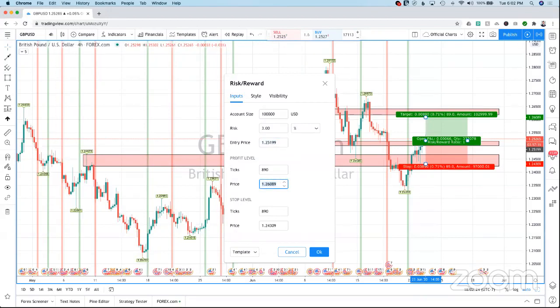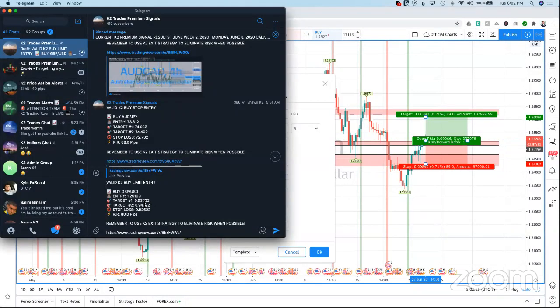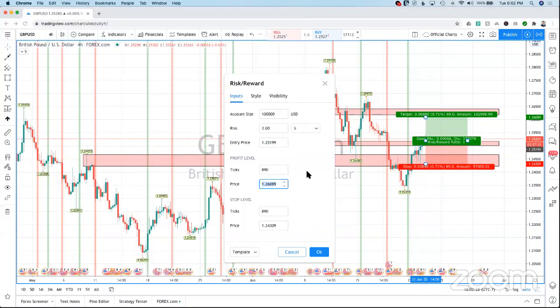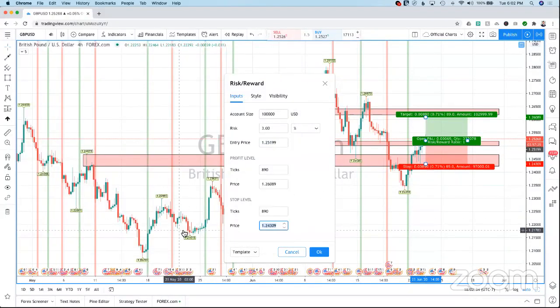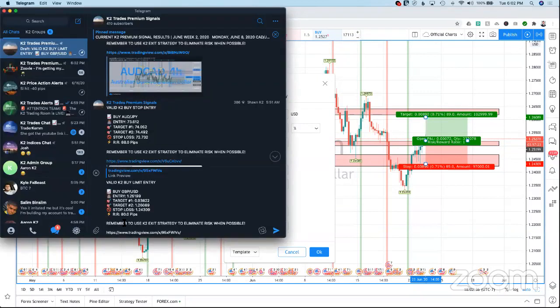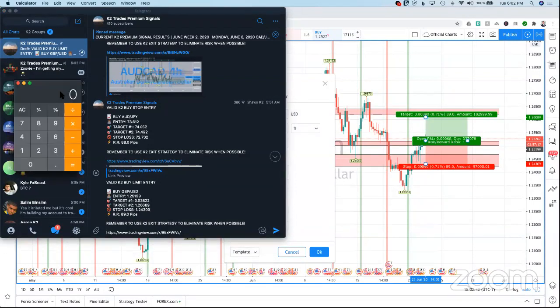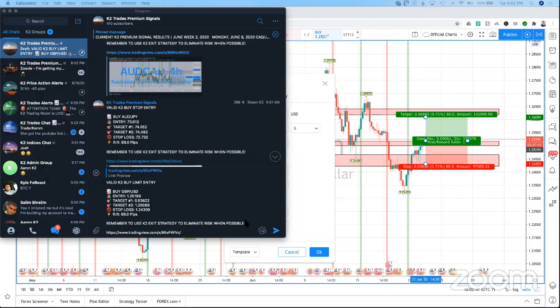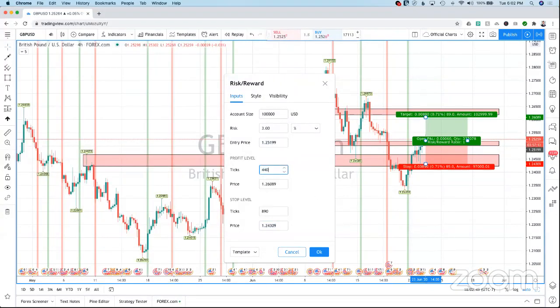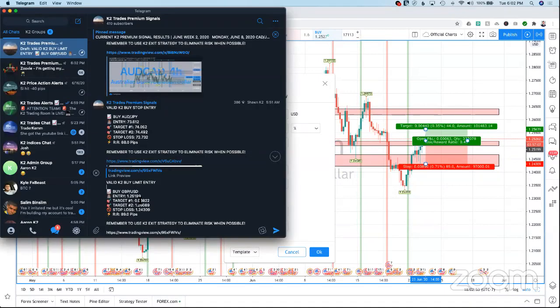T2. There. It's going to be for 89 pips. That sucks. Oops. All right, looks like it's good.